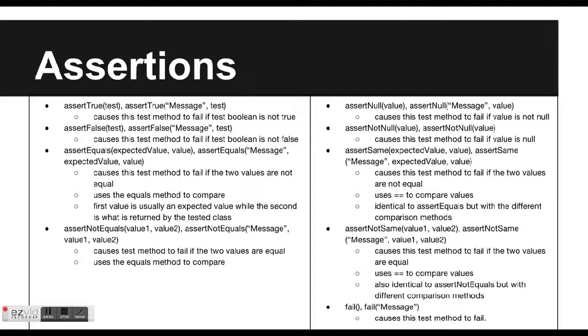Assert equals takes in two values, an expected value and a value that would be returned by a method you're testing. The order of those two is important as well, because the error message returned if the assert fails will not make sense if they're in the wrong order. This uses the equals method, not the equals as seen later on.